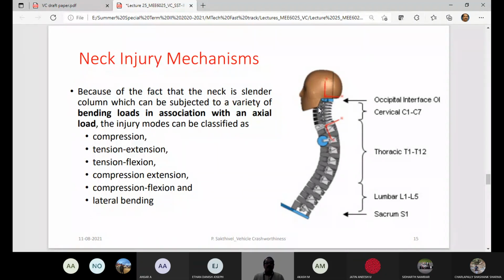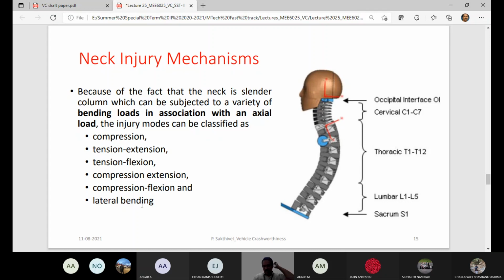Neck injury mechanisms: we will look at the fact that the spinal column is slender in nature, which can be subjected to a variety of bending loads associated with an axial load. So it is a combined load. It will bend as well as have an axial load along the spine. The injury mode can be classified because of that as follows. It can be under compression, tension, and extension. Tension, and further extension. And then tension, flexion. Flexion means bending. And then compression, extension, compression, flexion, and lateral bending. Lateral bending is something like that, right?